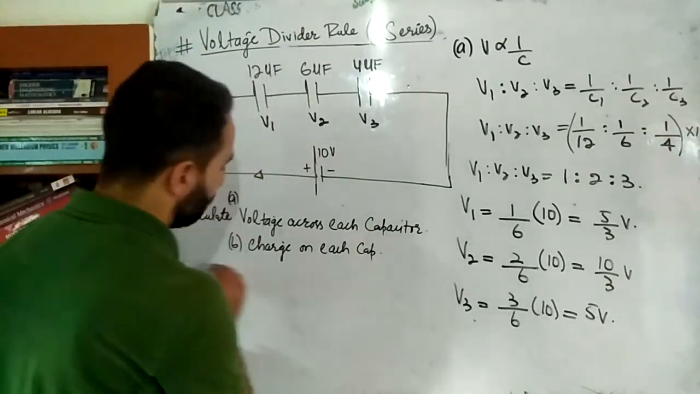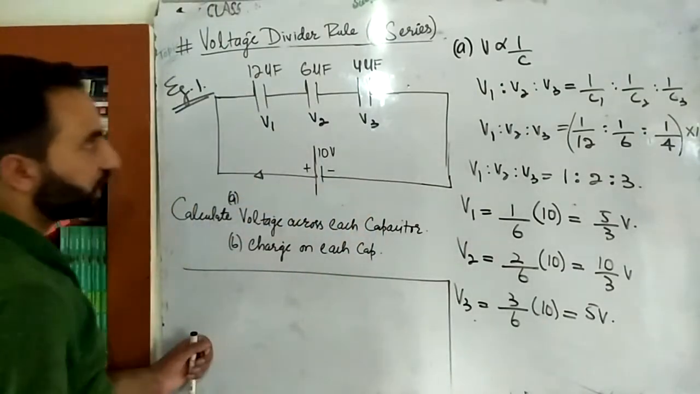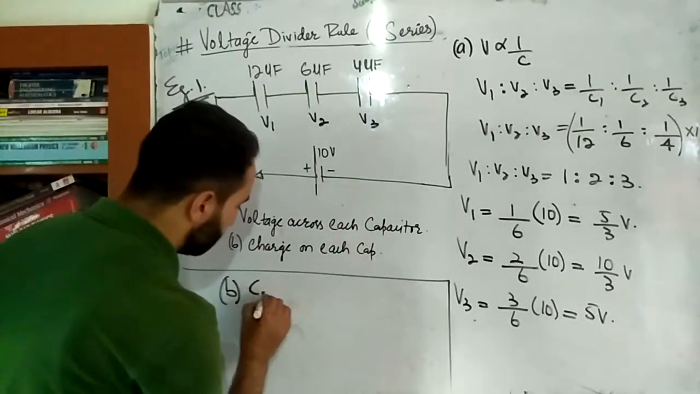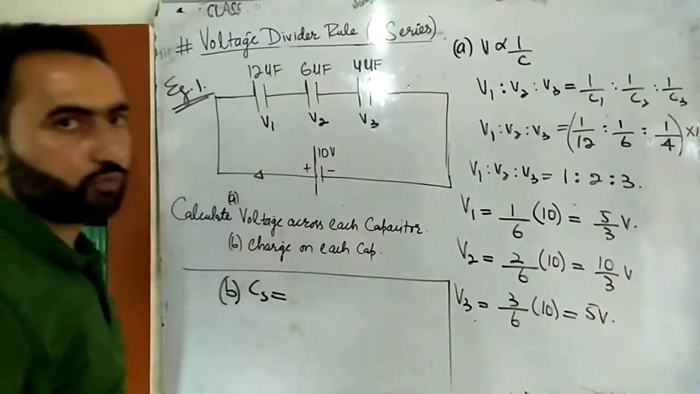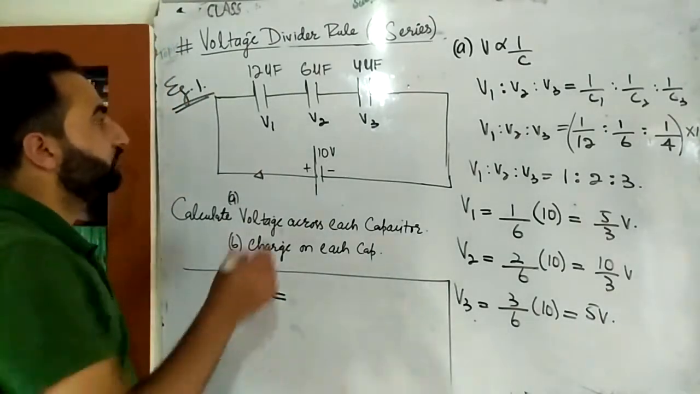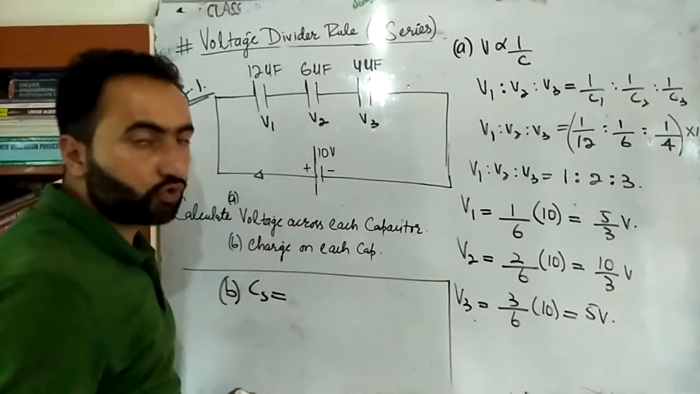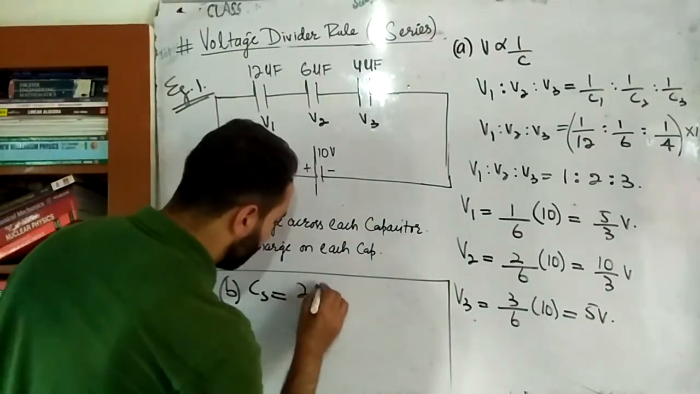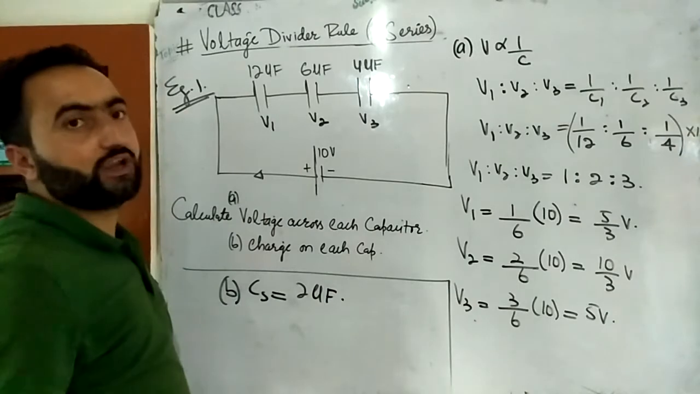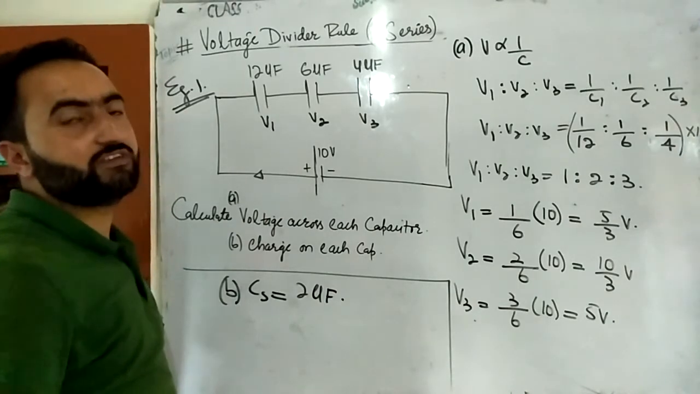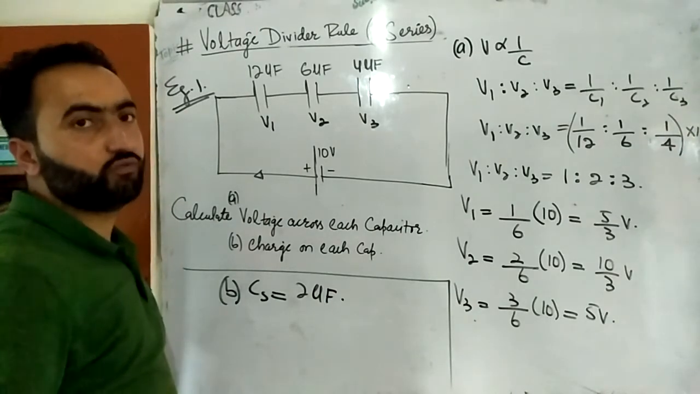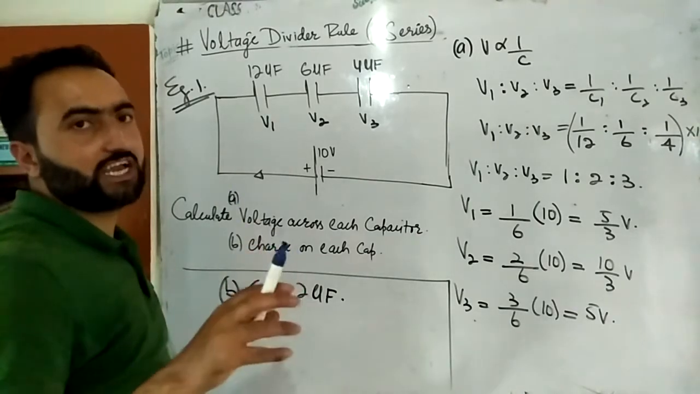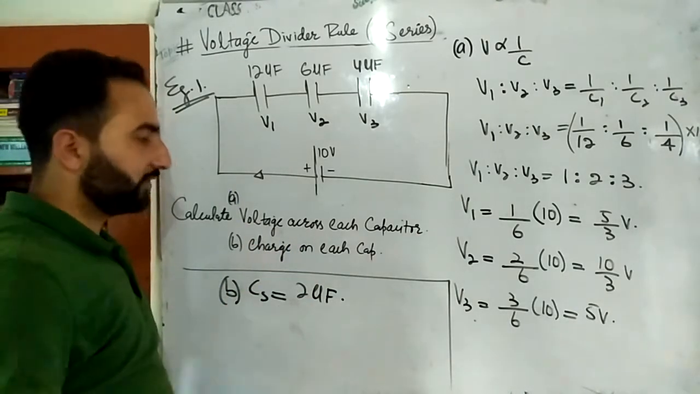Now B part is that we want to calculate the charge. In order to calculate charge, I will calculate the equivalent capacitance. So that is CS will be equal to, again those important duplets, 12 and 6 is 4, 12 and 6 is 4, 4 and 4 is 2. So equivalent capacitance is simply 2 microfarad. 12 and 6 is 4: 12 into 6 is 72, divided by 12 plus 6 is 18, so 72 divided by 18 will be 4. Then 4 and 4, these are two identical capacitors, so 4 divided by 2 is 2.